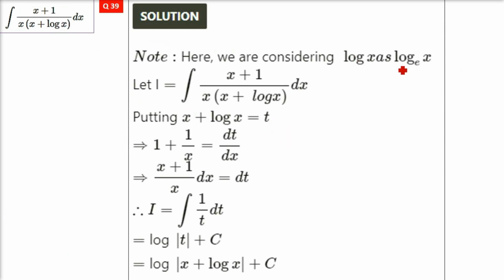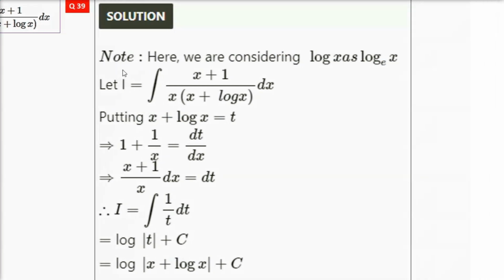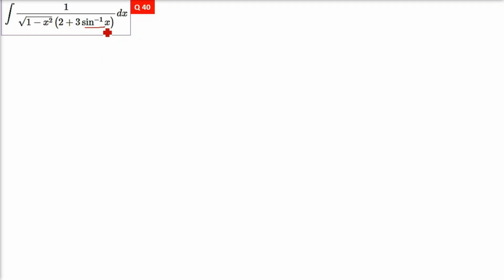So please remember to let the examiner know that you know this log x is log base e x. Alright, here sine inverse x, the differentiation is simply 1 by under root 1 minus x square. So you know how to do this now. This is the only catch in this question.